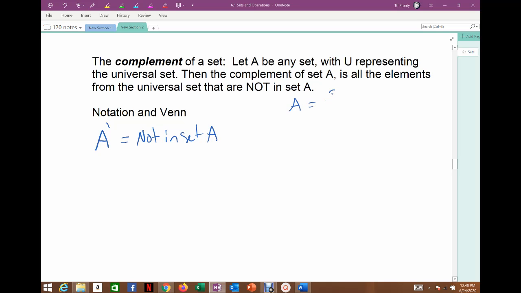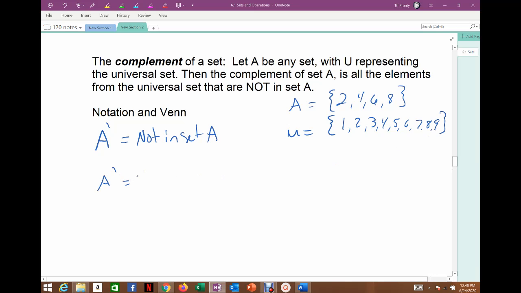If you remember, set A were the numbers 2, 4, 6, and 8. The universal set was the numbers 1 through 9. The complement set would be everything from my universal that's not contained in set A. So it's basically the odds, because set A is the evens. It would be 1, 3, 5, 7, and 9. Double check and make sure I got all of the odds. That would be everything not in set A, and that would be the complement.